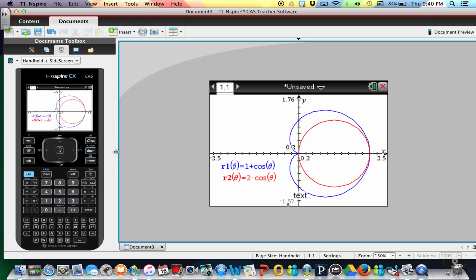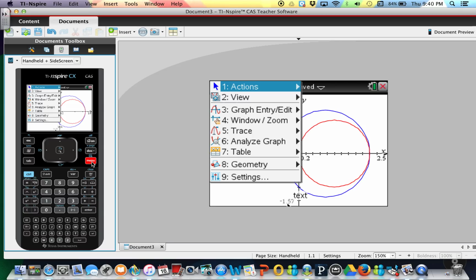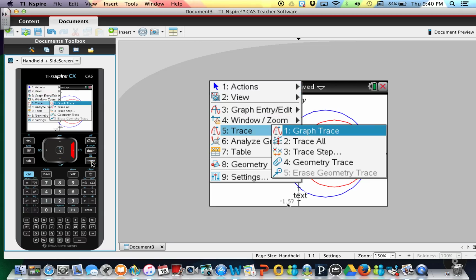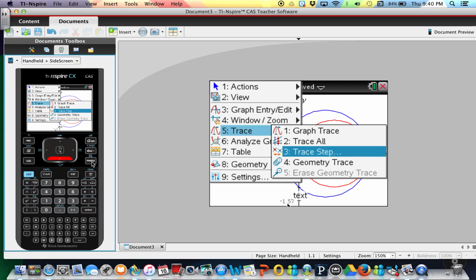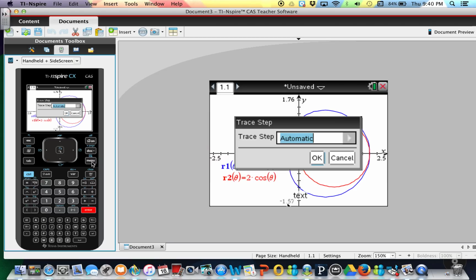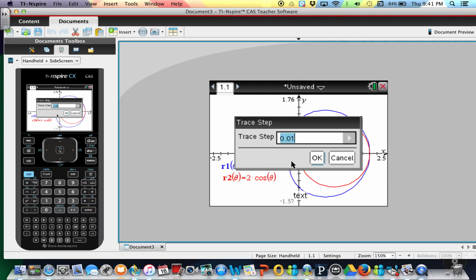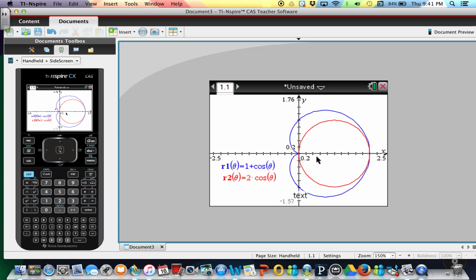When you're in your menu, you want to go to Trace first. And in Trace, you want to double check that your trace step is not automatic. So we want to change that automatic to another number. I've been practicing, so 1/100th is already there, but you would want to change to a number of your choice. So I'm just going to click OK, and now I'm ready to use the trace feature.